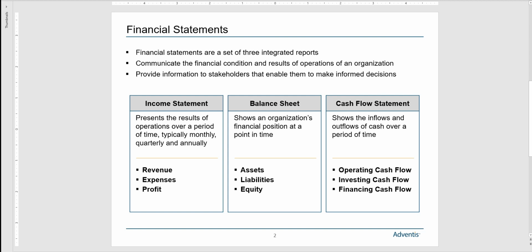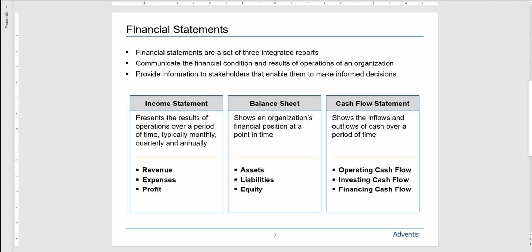Starting with the income statement, this statement presents the results of operations over a period of time, typically a month, quarter, or year. The income statement provides details on the revenue a company earns and the expenses involved in its operating activities. The subtraction of all expenses results in the bottom line net income, or total amount of profit a company has achieved.